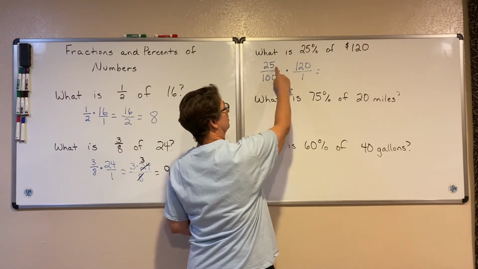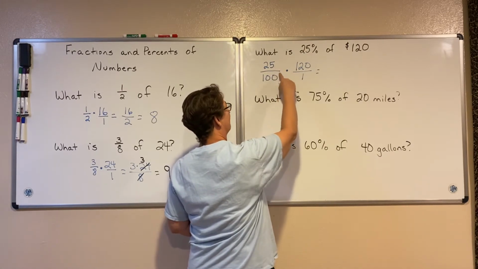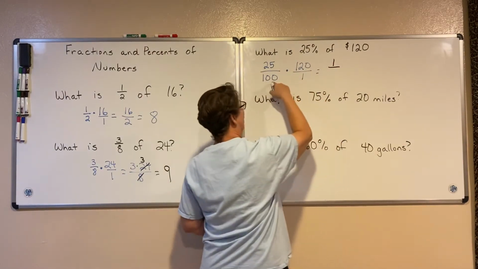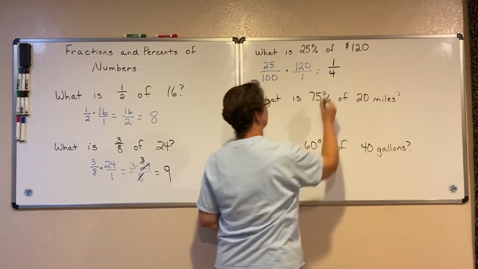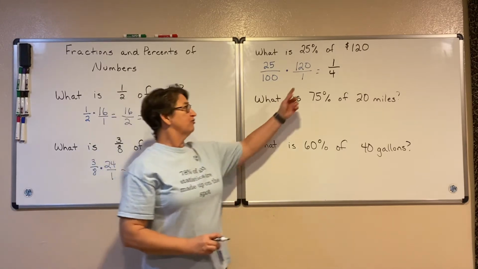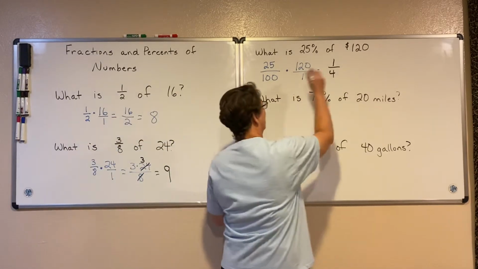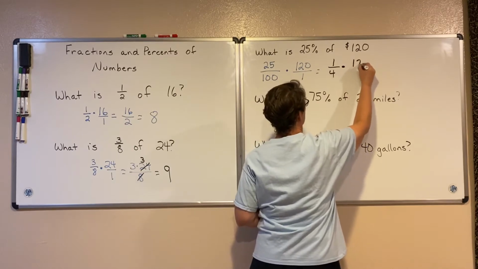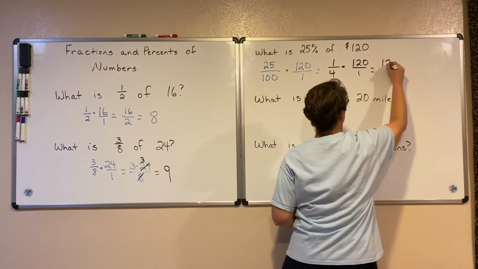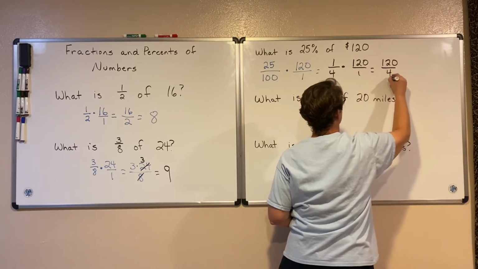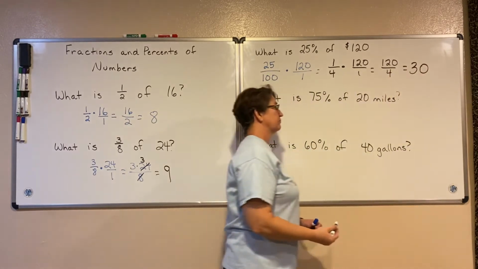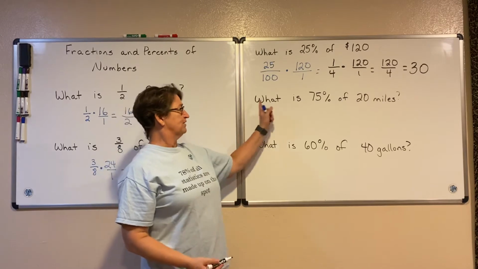So I have 25. Now maybe we could simplify first and say 25 over 100. Well, 25 goes in there 1 time, and 25 goes into 100 4 times. So 25% is the same as 25 hundredths, but it's also the same as 1/4. And I'm still multiplying it times 120. Now I'm just multiplying straight across. So I have 120 over 4. Do that division and you end up with 30. I'm going to do that same multiplication here.